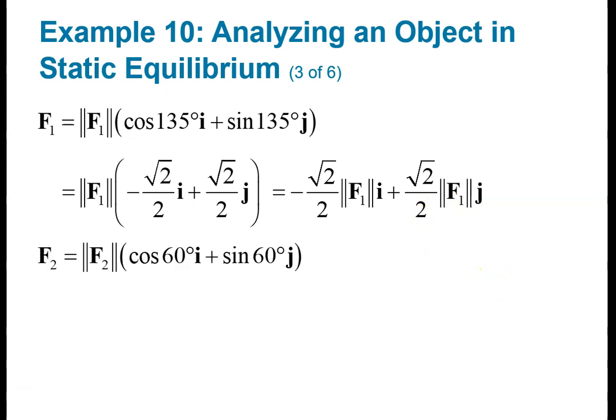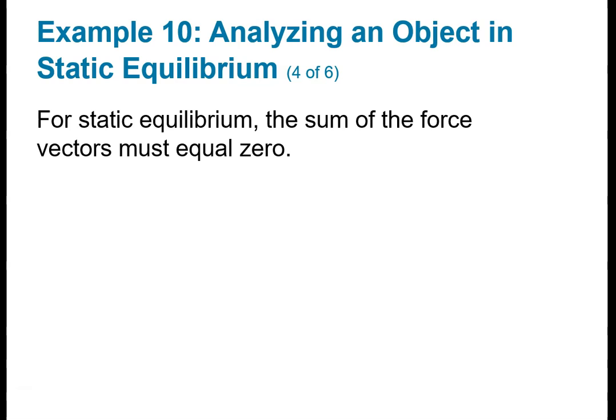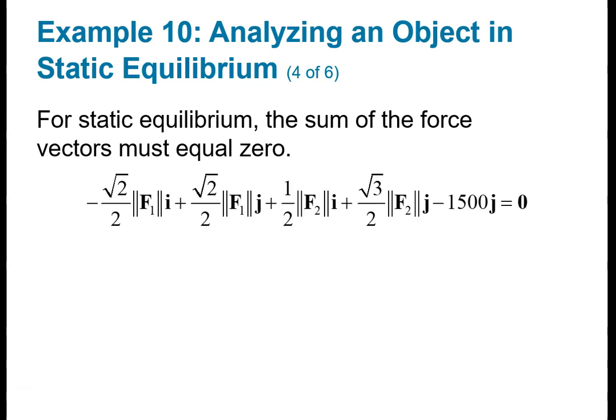All right, for the second vector, we got that 60 degree angle, so we're going to do the same thing, cosine of 60, sine of 60, and then multiply by the magnitude of F2. So there's the second thing we know. And then the third one is just downward, so that's negative 1500 J. So it's got an opposite sign of the vertical components for these two. All right, and then the sum of these three forces needs to equal 0. So there's the F1 force, there's the F2 force, there's the F3 force.